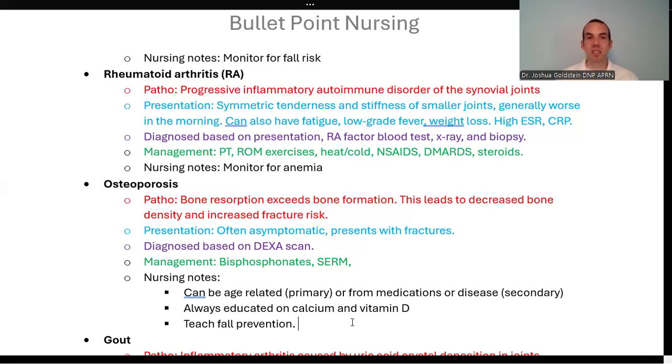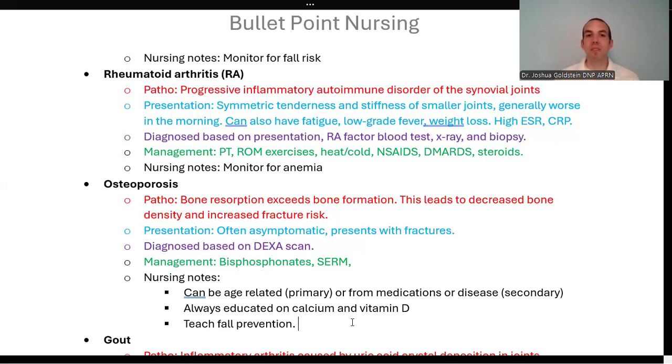This is diagnosed based on a DEXA scan, which is a bone density scan. It's managed with bisphosphonates. That's going to be the first line treatment. We can also use SERMs like raloxifene. There's a lot to know specifically about bisphosphonates, a very interesting pharmacological category. I'm not going to go into it here. We have the pharm videos for that. But just so you know, those are the different options.